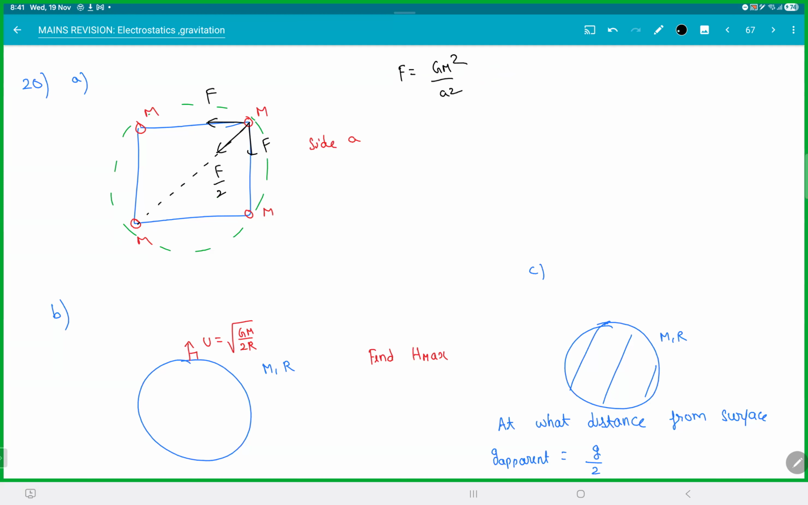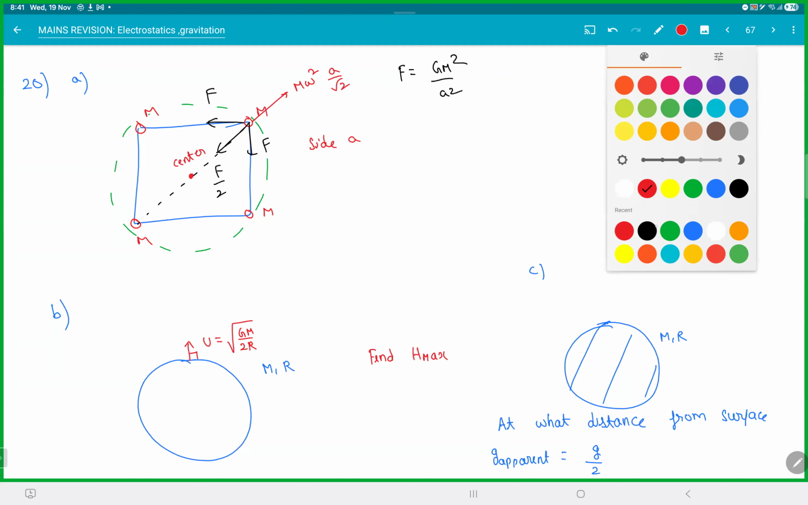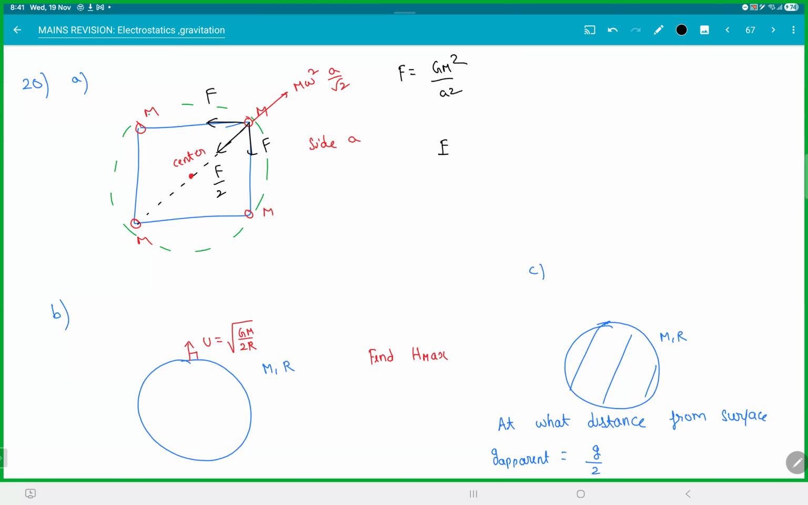Agreed? And since it is going in a circle, it will experience a centrifugal force, which is m omega square r, where r will be a by root 2. This will be the center here. The radius of the circle will be a by root 2. So the resultant force will be F by 2 plus 2F cos 45 is equal to m omega square a by root 2. From here you get omega and then you get the time period.